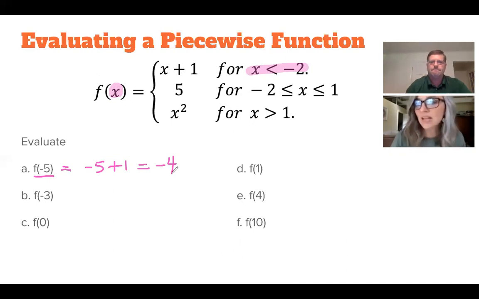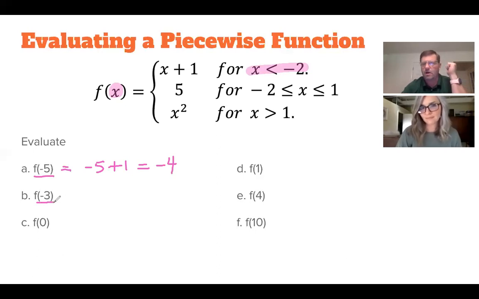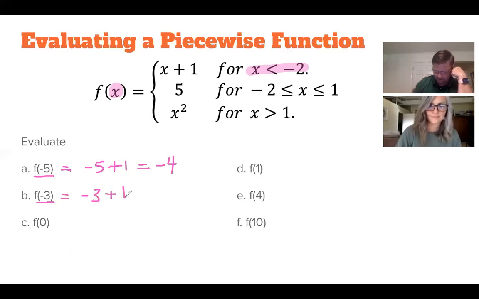So you have to do this kind of backwards, because before you can go to the first part of the function, you have to check it with the second part of the function. Like, the answer will be this, if this. Well, you have to check the if piece first, okay? Again, for part B, -3 is still less than -2. So I would do -3 plus 1, which of course is -2.